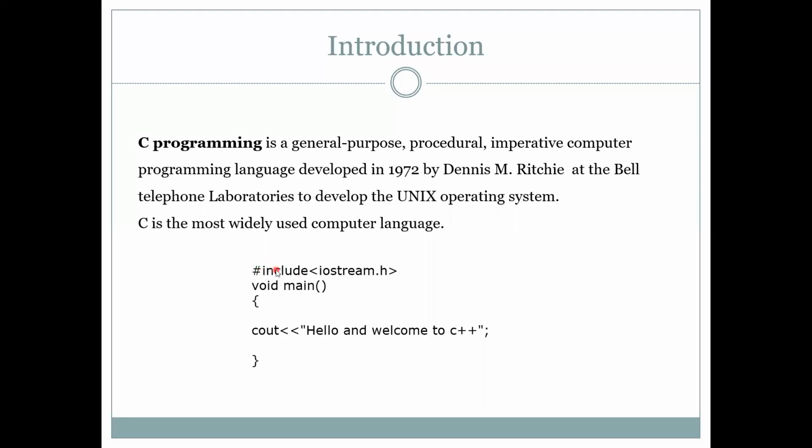Okay, for the C++ program, the structure is given here. The first line is your header file. In that header file, iostream is the input and output stream, and it is known as the preprocessor directive. The cout is your statement. It is a function that is used to print the statement on the screen.